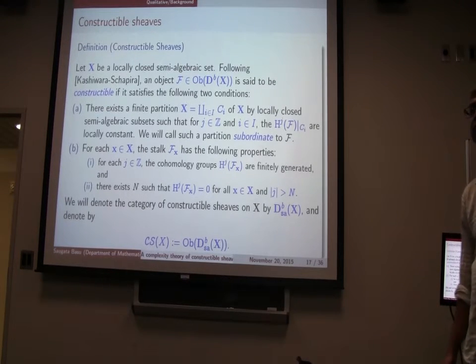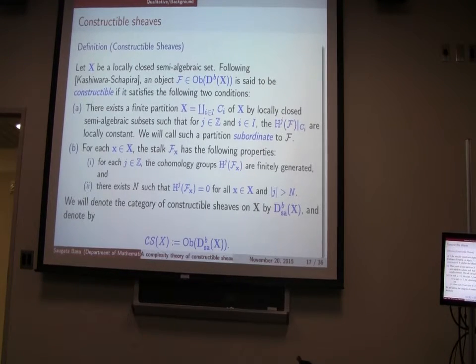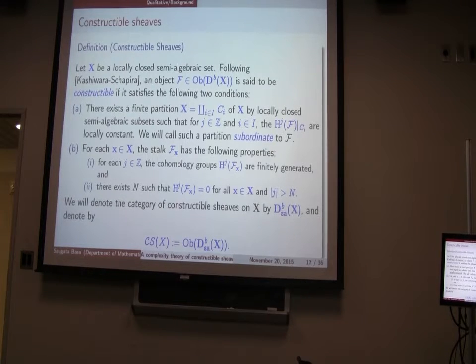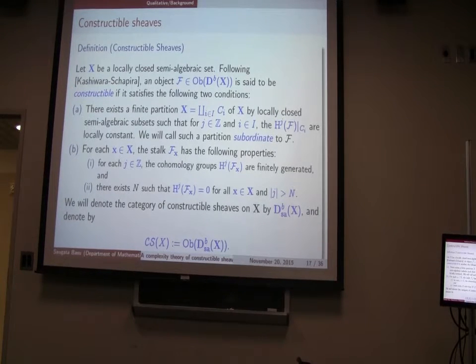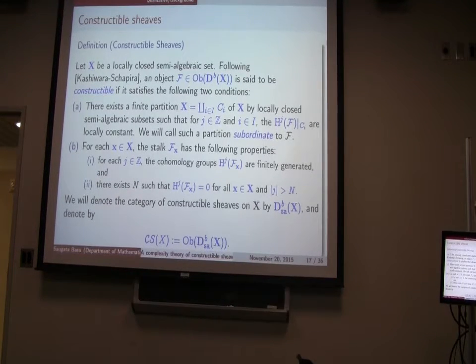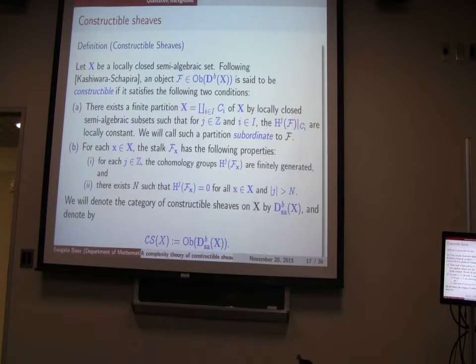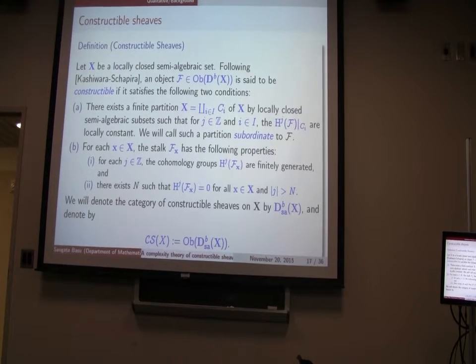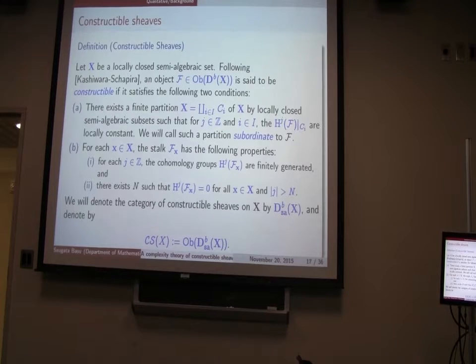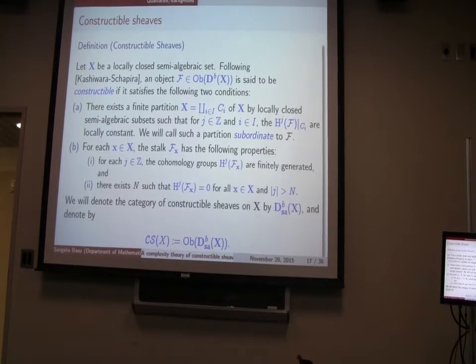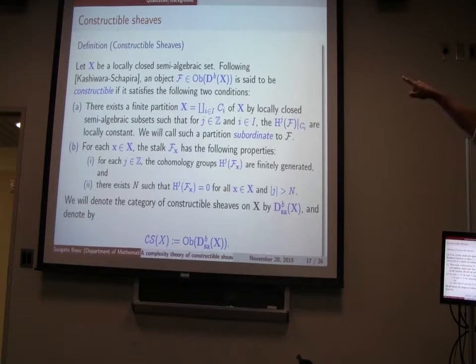I'm a bit curious. Your F was already a bounded complex, and then does taking stalks in homology make it unbounded? It doesn't, right. Maybe I shouldn't have that b over there. Ah, okay.